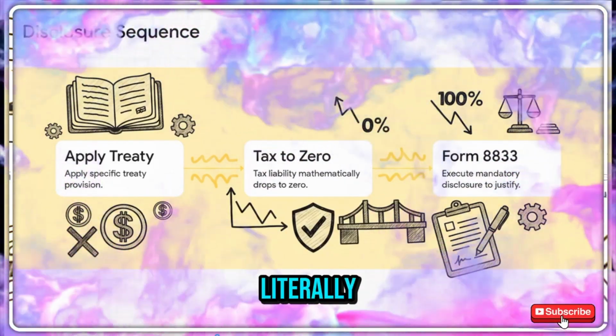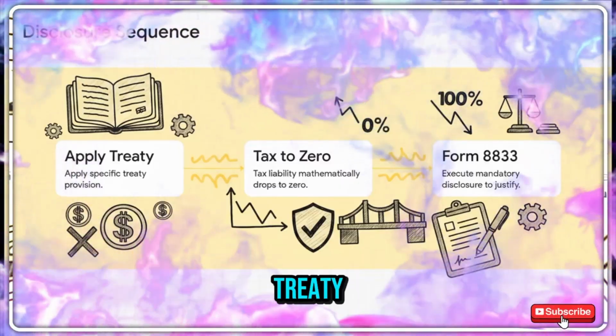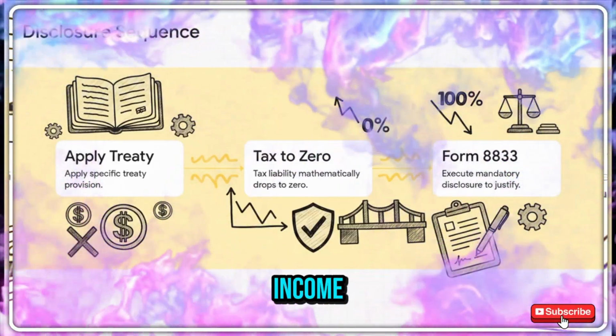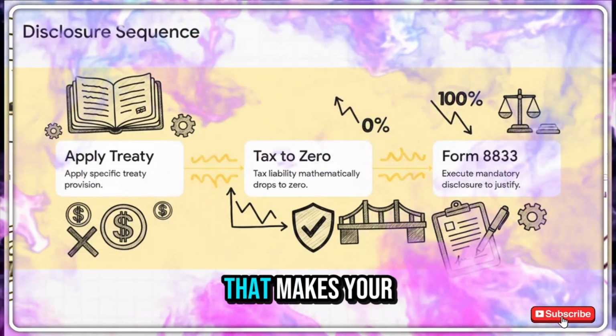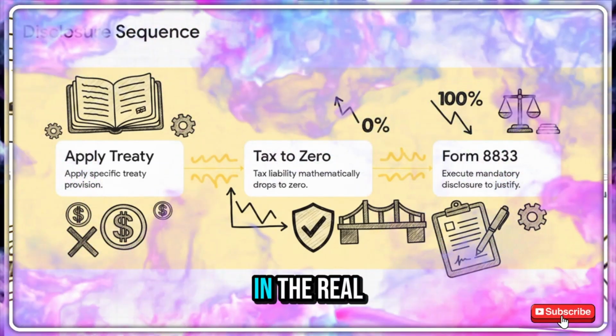You literally have to write down the exact details of the treaty article you used to exempt your income so the authorities can track it. The disclosure itself is the structural bridge that makes your zero tax claim legally valid in the real world.